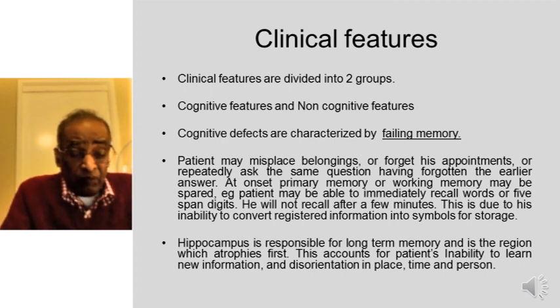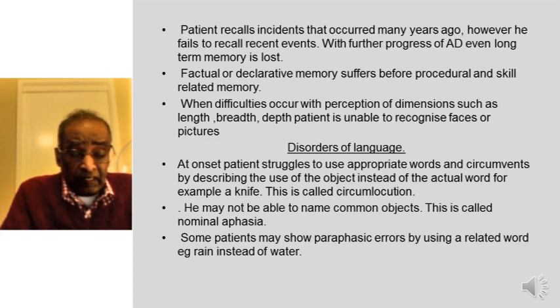Hippocampus is responsible for long-term memory and is the region which atrophies first. This accounts for the patient's inability to learn new information and disorientation in place, time, and person. Patient recalls incidents that occurred many years ago. However, he fails to recall recent events. With further progress of Alzheimer's disease, even the long-term memory is lost. Factual or declarative memory suffers before procedural and skill-related memory.